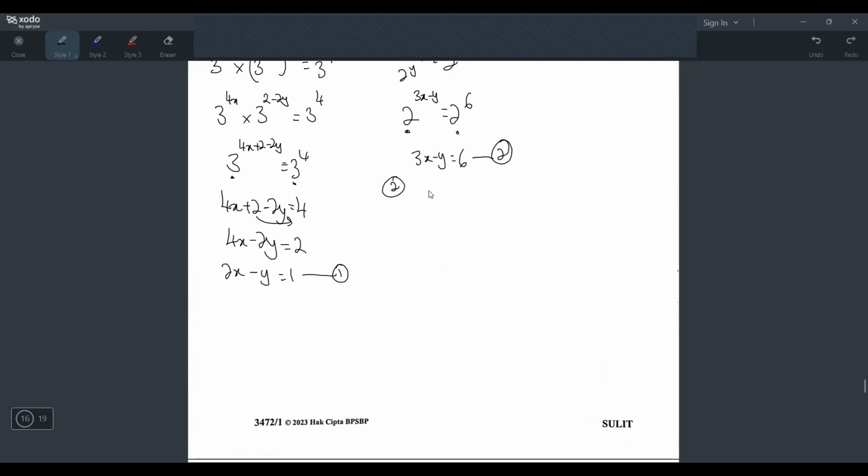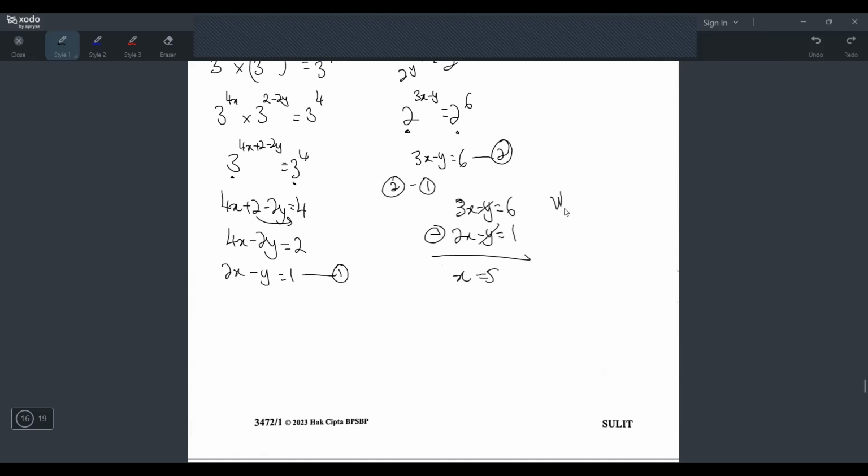So I will take equation 2 and equation 1. So equation 2 is 3x minus y equals 6. Equation 1 is 2x minus y equals 1. And to make the y disappear, to eliminate the y, you will minus. Okay. If the signs are the same, minus. If the signs are not the same, you plus. Okay. So 3x minus 2x is 1x. Negative y minus minus becomes plus. So negative y plus y will be 0. And then 6 minus 1 is 5.